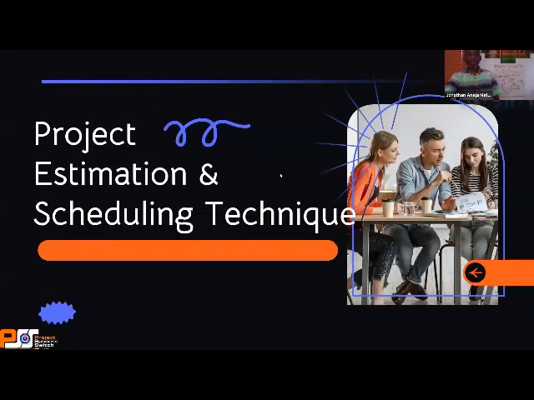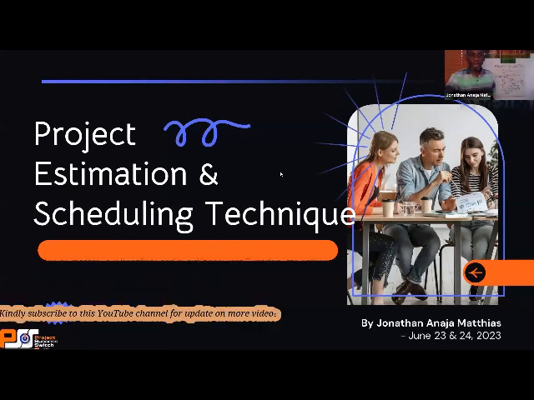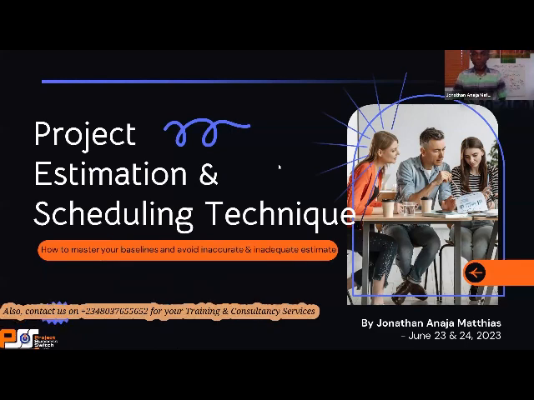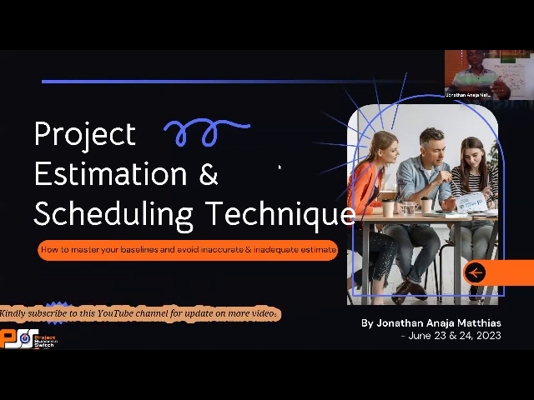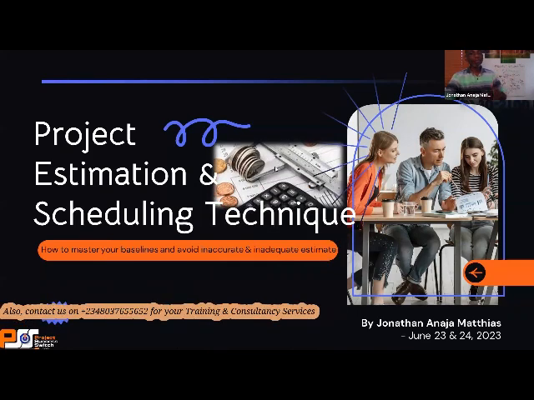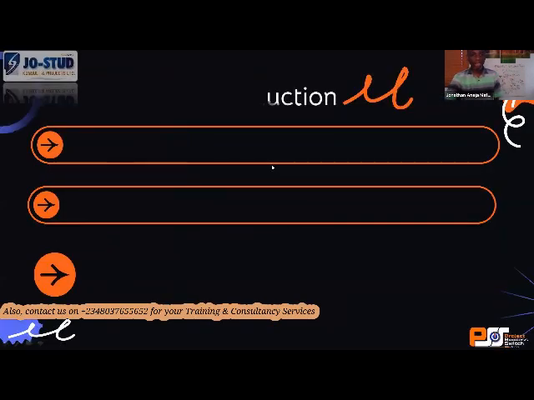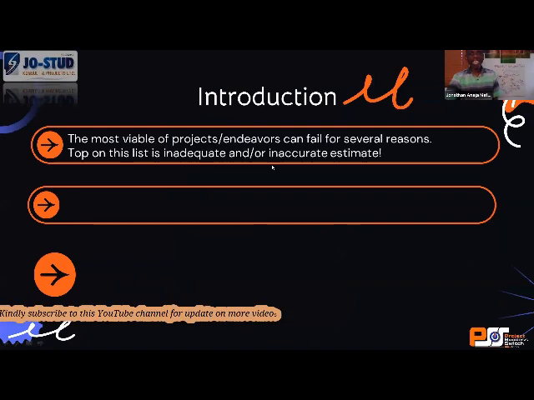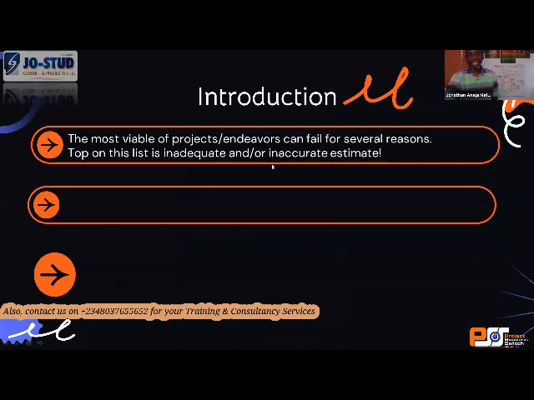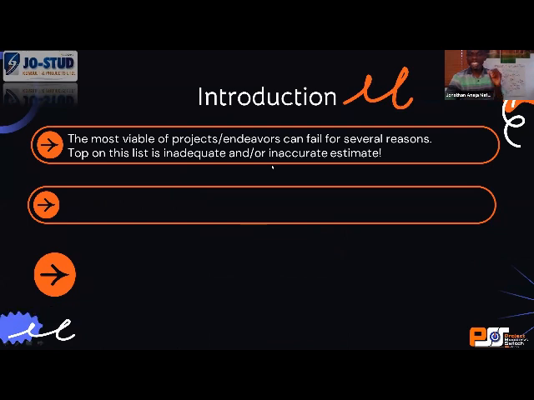Okay, so yesterday, as a way of introduction, I said we cannot talk about estimation in projects without understanding what a project is. And so I took my time to revise a bit what a project is, project management, who a project manager is. Now, I remember saying that the most viable of all projects can still fail. It can fail for several reasons, but top among the reasons is inadequate estimate or inaccurate estimate.